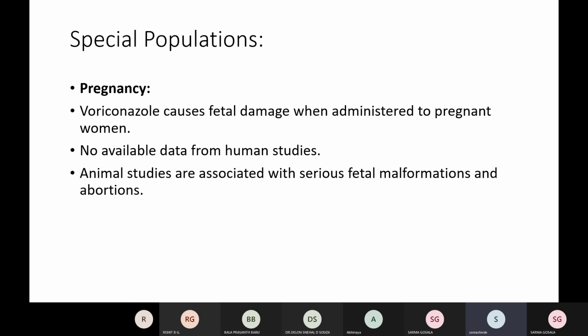Coming to special populations, pregnancy. Voriconazole causes fetal damage. It's teratogenic when administered to pregnant women. No data are available from human studies, but animal studies in rabbits and rat pups have shown serious fetal malformations, hydroureter, hydronephrosis, very serious increased mortality and increased rate of abortion. So it is contraindicated in pregnancy.